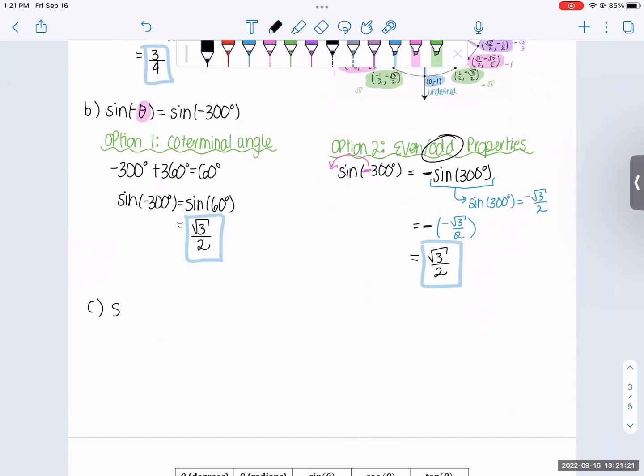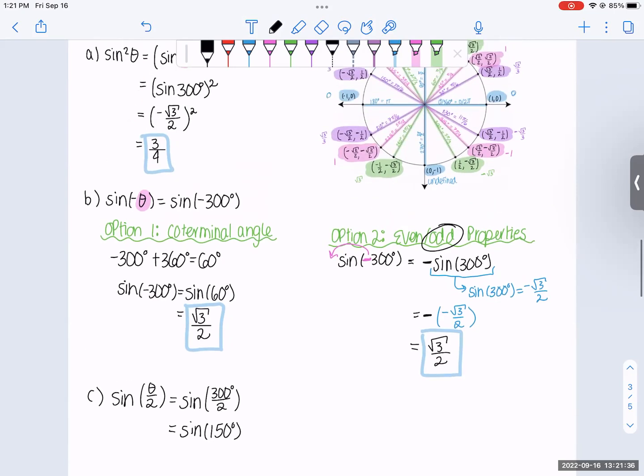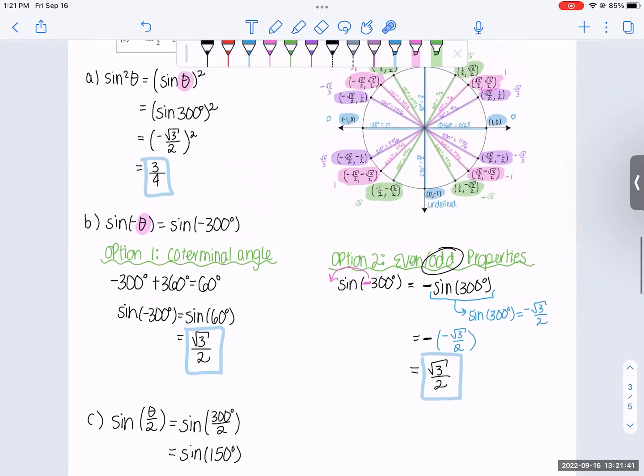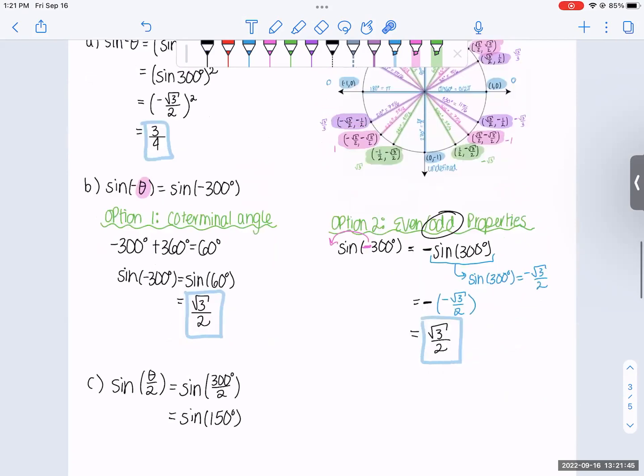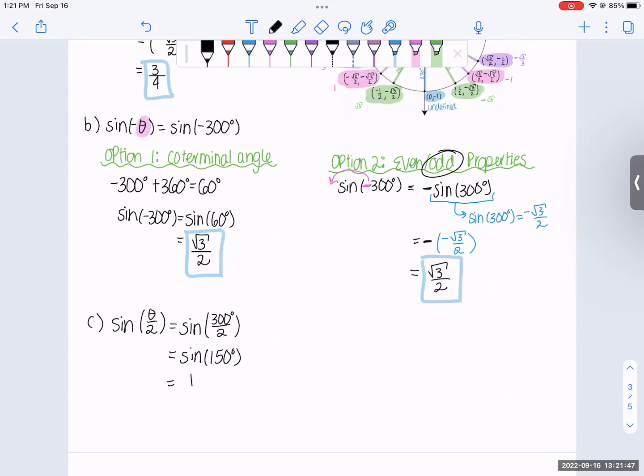The last one is sine of theta divided by 2. Theta is 300 degrees, so this would be sine of 300 degrees divided by 2. So that's sine of 150 degrees. Looking at my unit circle, 150 degrees is right here. Sine is the y value, and the y value is 1/2. And that's that.